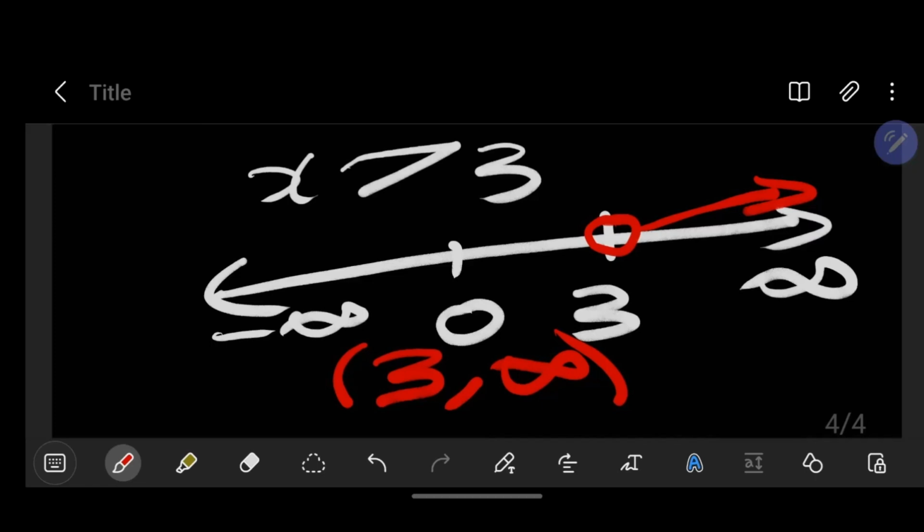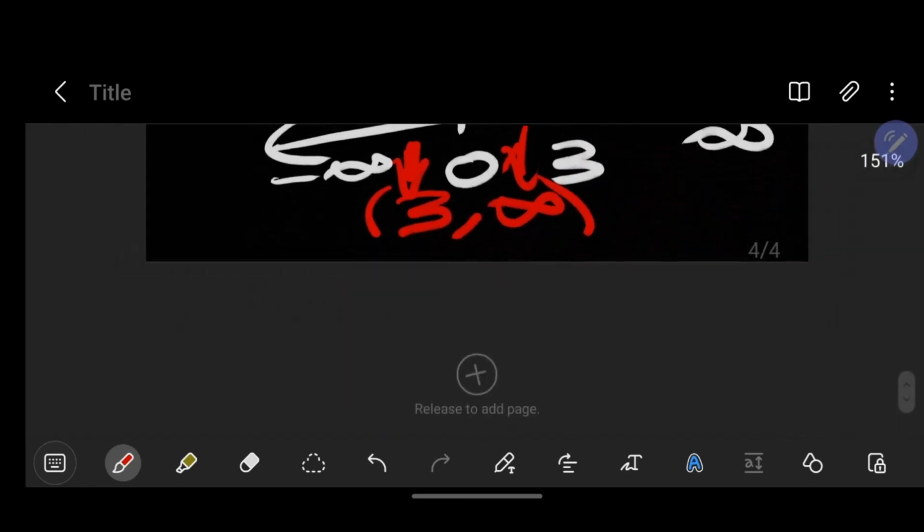Always remember, when you are writing this notation, we always start with the smallest number first, and we put that smallest number on the left, and then we put the largest number on the right. Quite a simple example. Let's move on to another example.